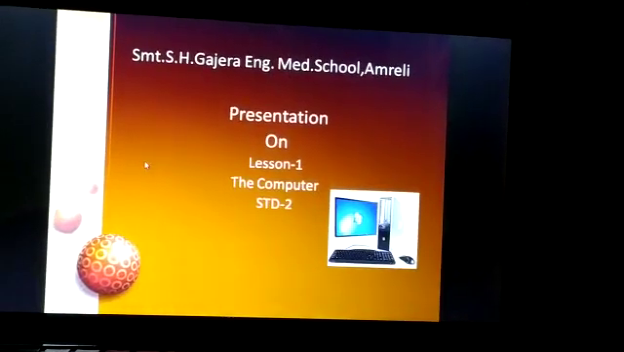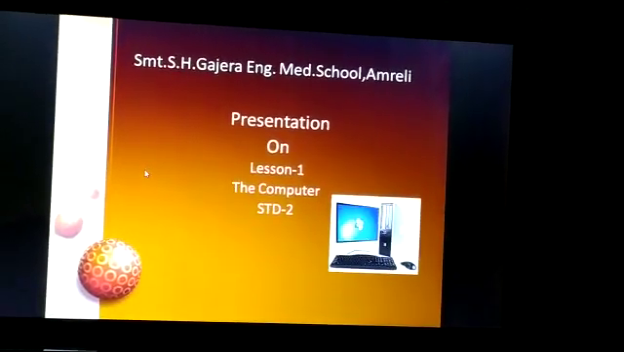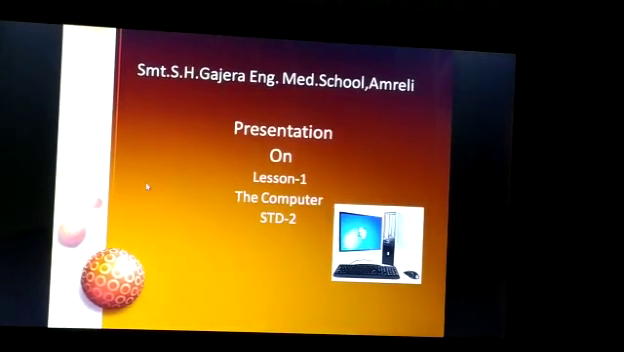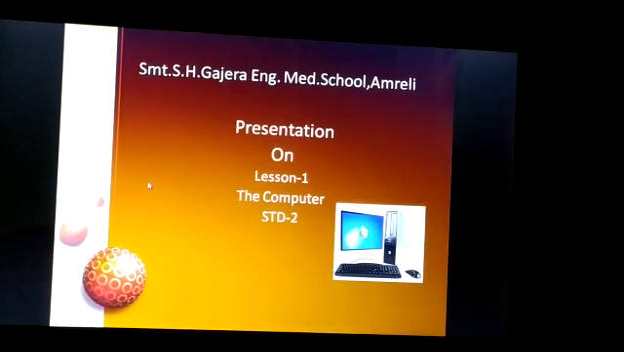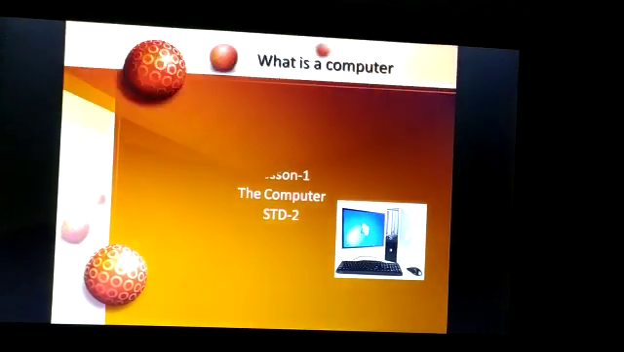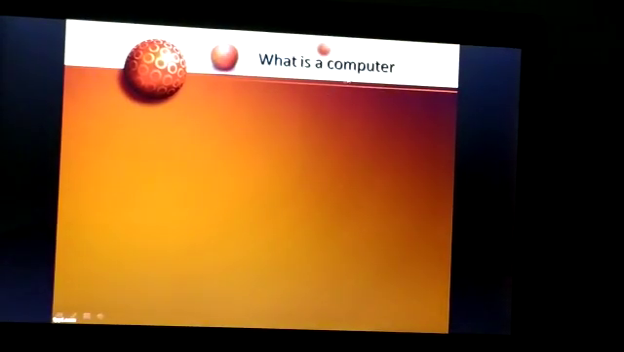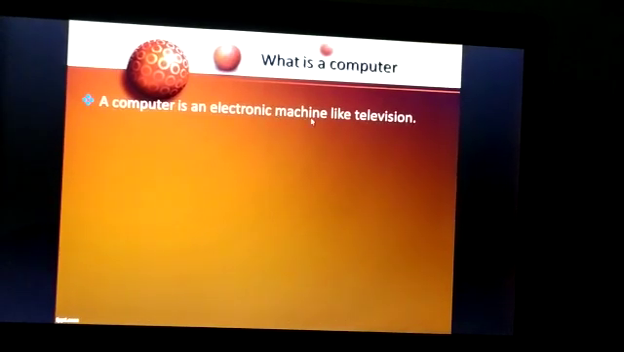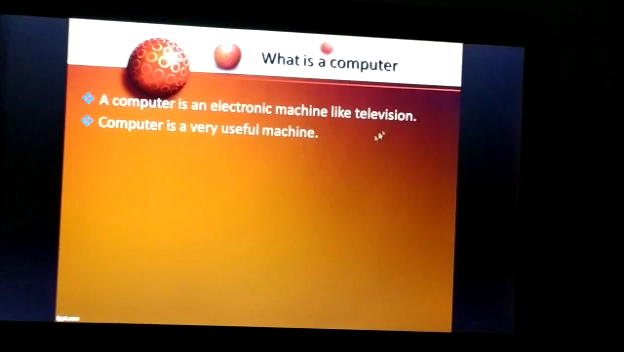Lesson number 1, the computer. We know about the main parts of the computer. In this chapter, we shall learn about some more parts. First of all, we have a question. What is a computer? A computer is an electronic machine like television.